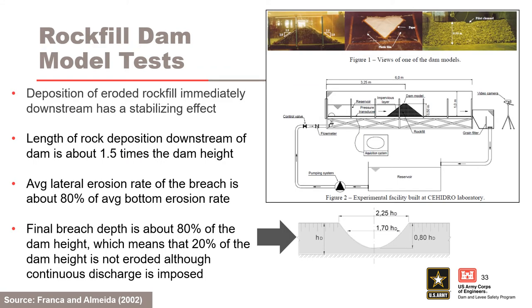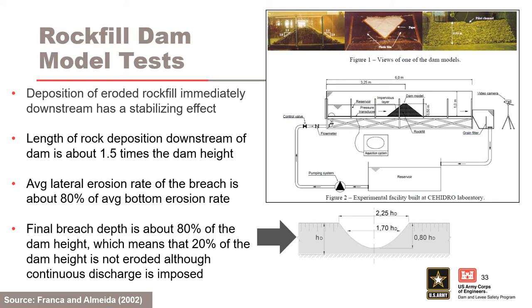Several laboratory tests were carried out at the Technical University of Lisbon in Portugal to better understand the breaching process and characterize the final breach configuration. The dam models were a half meter high with upstream and downstream slopes of 1.5 horizontal to 1 vertical, a 0.2 meter wide and 2 meter long crest, and had a dam volume of about 0.9 cubic meters and a reservoir capacity of about 2.7 cubic meters.